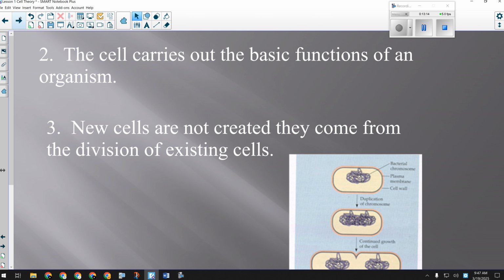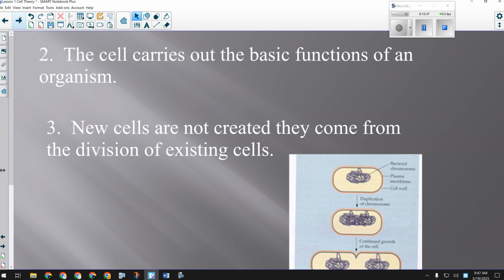If I took one single cell from your body and put it on a petri dish with some nutrient stuff, it would live. It can carry out all the basic functions that you can, but it can do it at a cellular level. So a cell can survive outside of the body for at least a while, carrying out the basic functions of the organism.